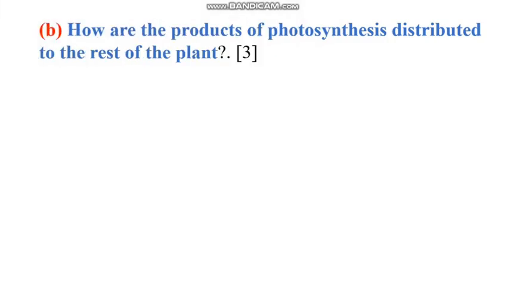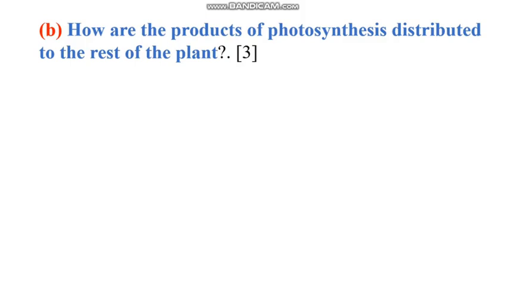Here is our question B. Our question B reads, how are the products of photosynthesis distributed to the rest of the plant? Here we need to write our answer in essay form and we are going to score the 3 marks. The products of photosynthesis, primarily we are looking at sucrose, which are the sugars. These are distributed throughout the plant through the phloem tissues by the process called translocation.